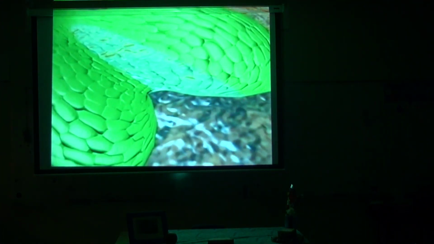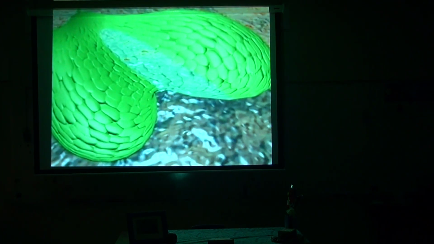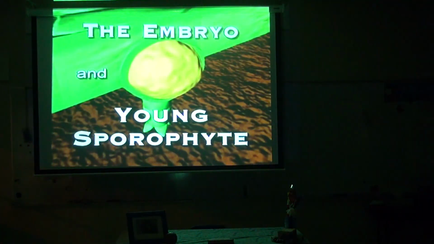Two gametes coming together. Just like us, we're zygotes. This is the human phase. Watch how fast it is.